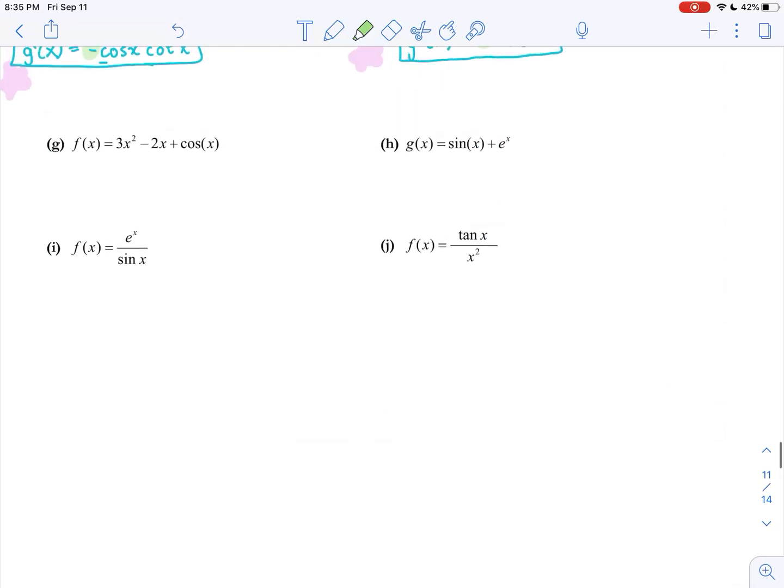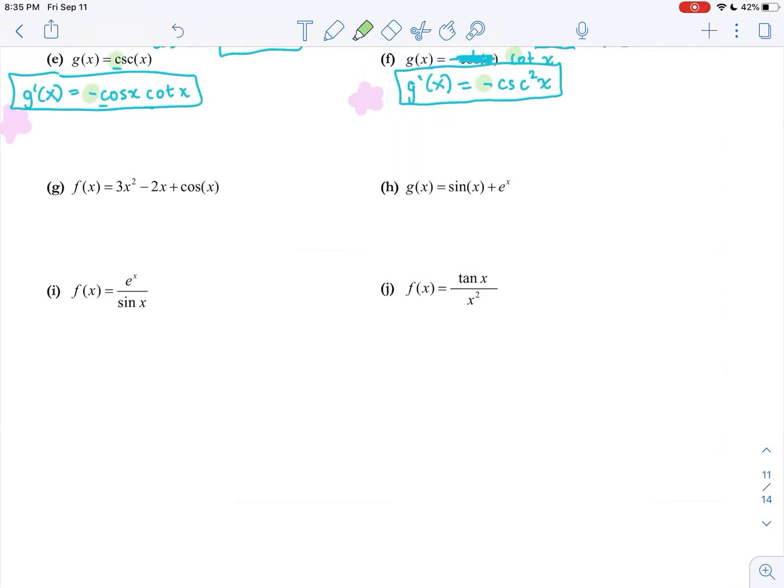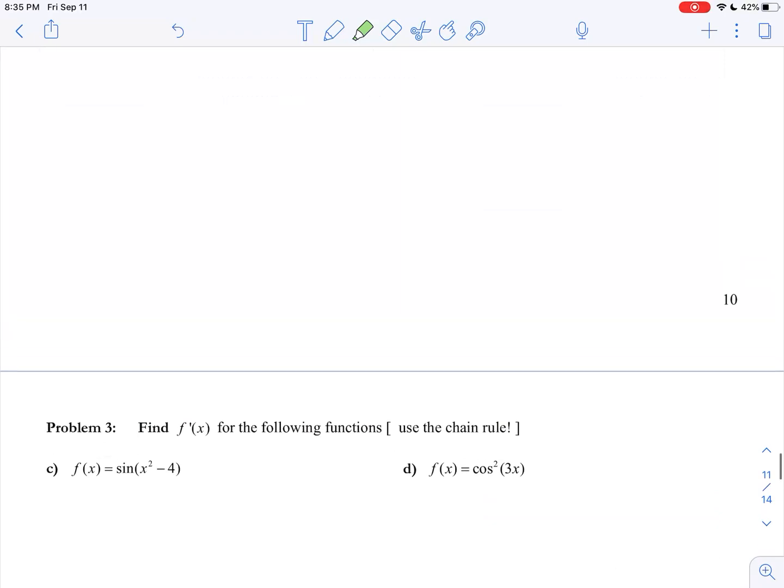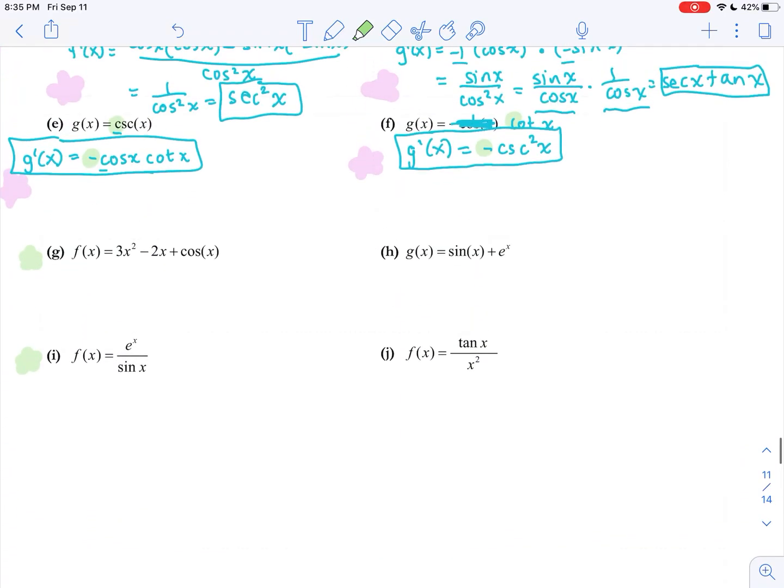Examples on chain rule. What I'm going to do first is just review with you guys, just to make sure you understand product, quotient, and power rule. Do a few examples. I encourage you guys to hit pause and I will walk through how to do some of these examples with you, including G, which is going to be one of them, I is going to be another one, and then we're going to move on to some chain rule problems.